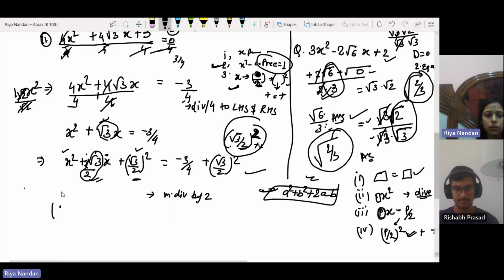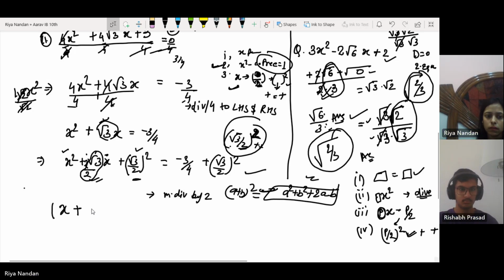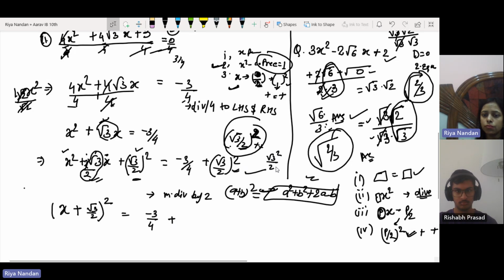So according to this formula, a plus b whole square. A plus b whole square, right? This is the formula. So what is the b here? Root 3 upon 2. So this is the complete formula on the left hand side. Now we have to solve the value for the right hand side. So this is minus 4 upon root 3 upon 4 plus, whenever you solve this square, it means root 3 whole square by 2 whole square, correct?